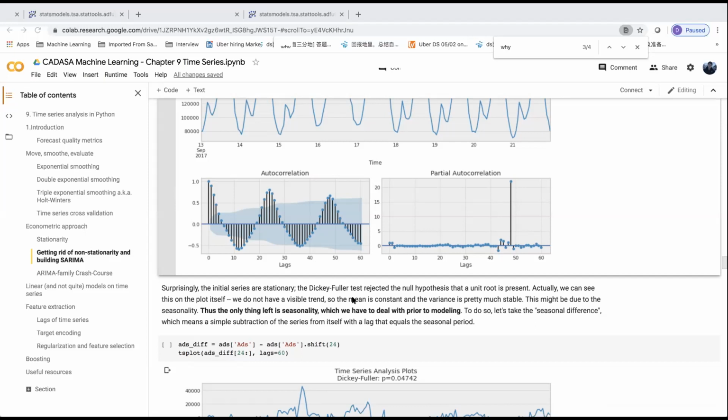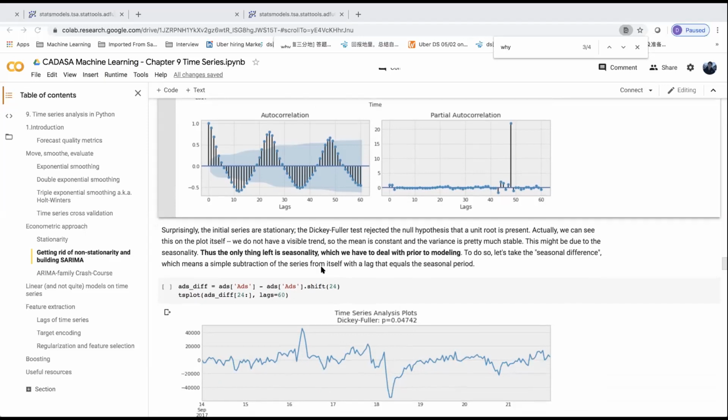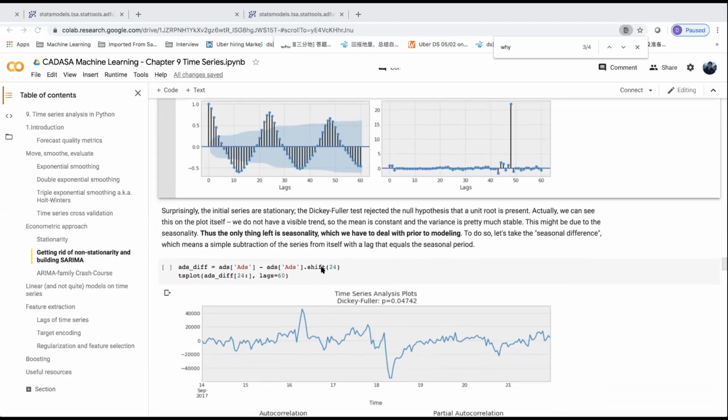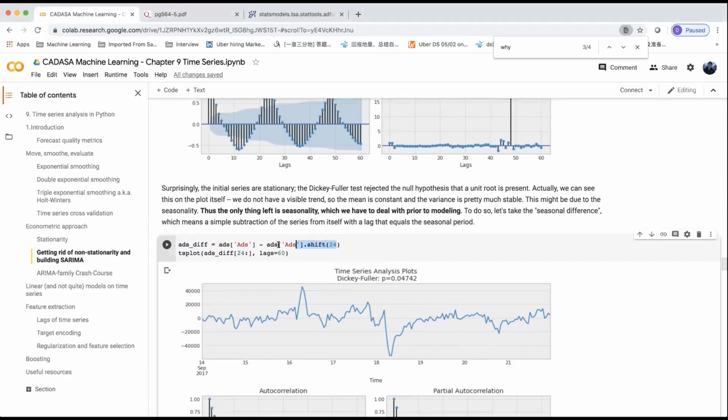Okay, so that's what we're going to do next. We try to eliminate the seasonality here, and try to see whether we still have the random walk or not after we eliminate the seasonality. Okay, so the seasonality, as you can see here, is pretty much 24 hours, for the day. So what we do here is we try to shift everything by 24 hours.